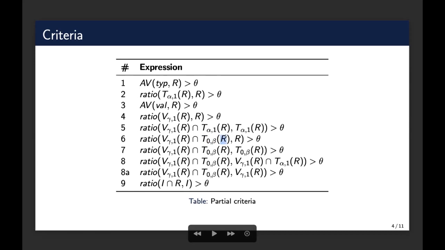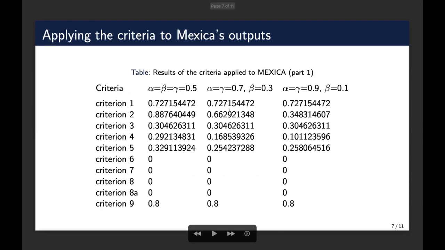But Mexica does not generate non-typical examples, and therefore there is no intersection between the non-typical and high-quality examples, and that's why the result in Mexica for criteria 6, 7, 8, and 8A is 0. So it's an ill-defined result, a problem with Mexica. It cannot generate something which is untypical and explore a conceptual space, artifacts outside the conceptual space.